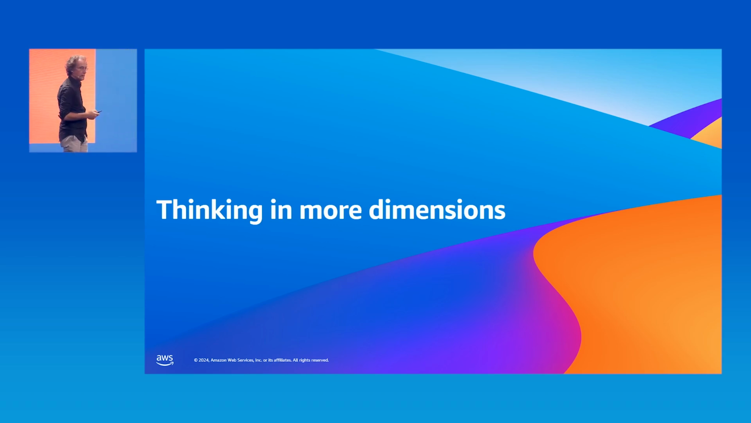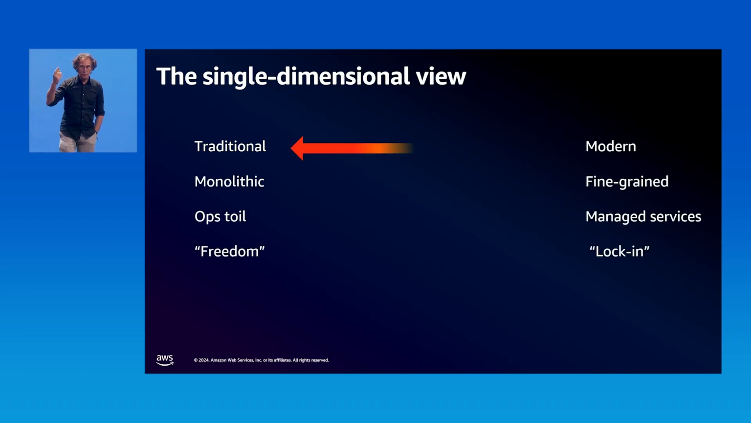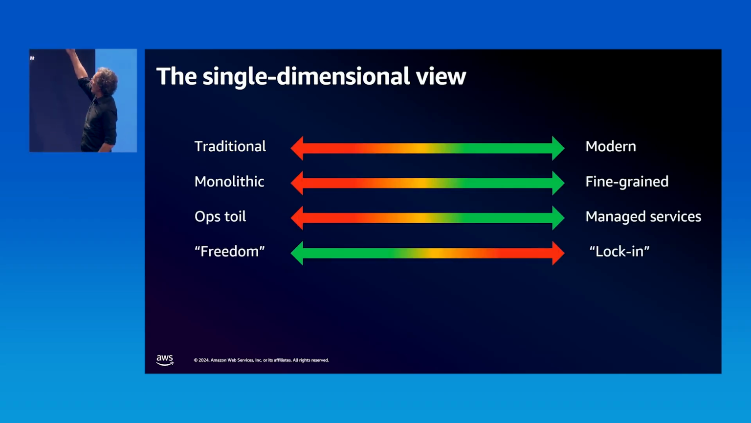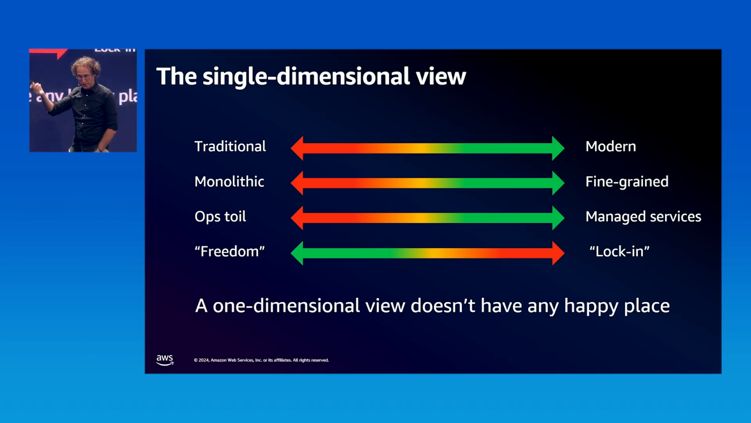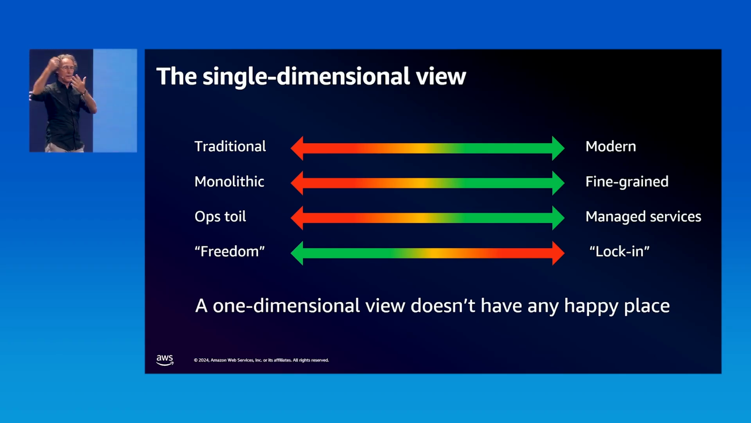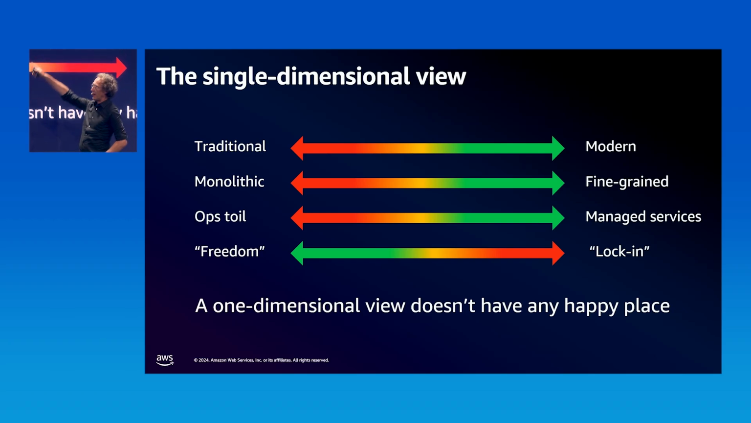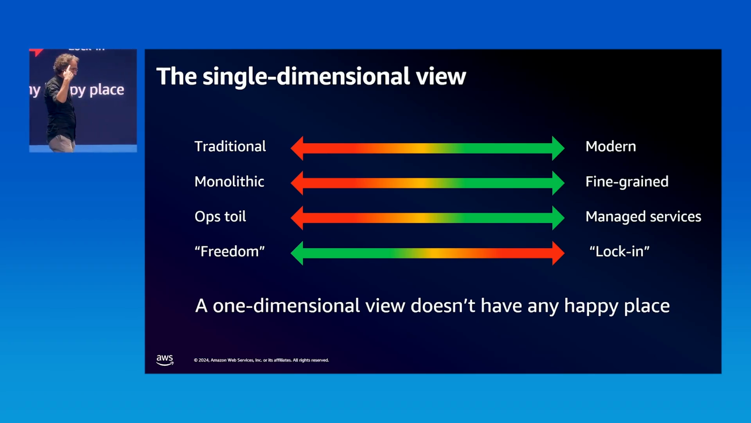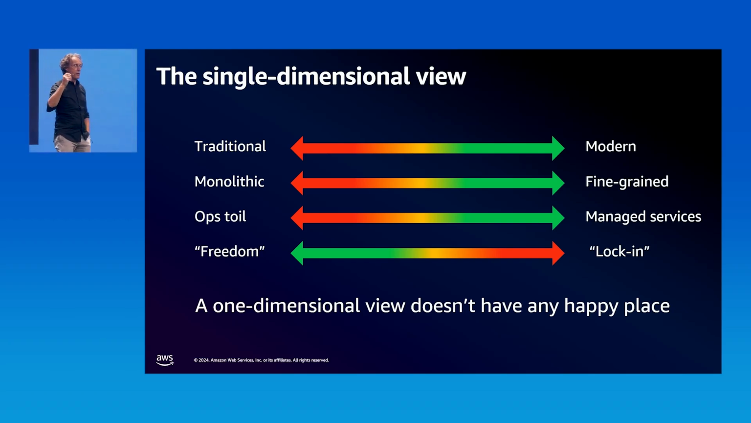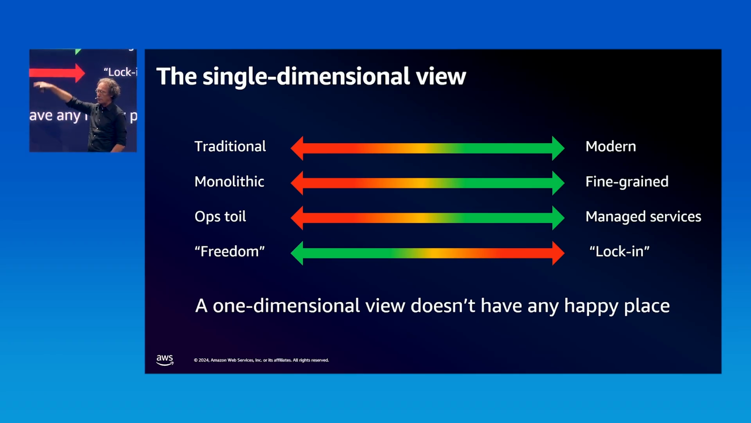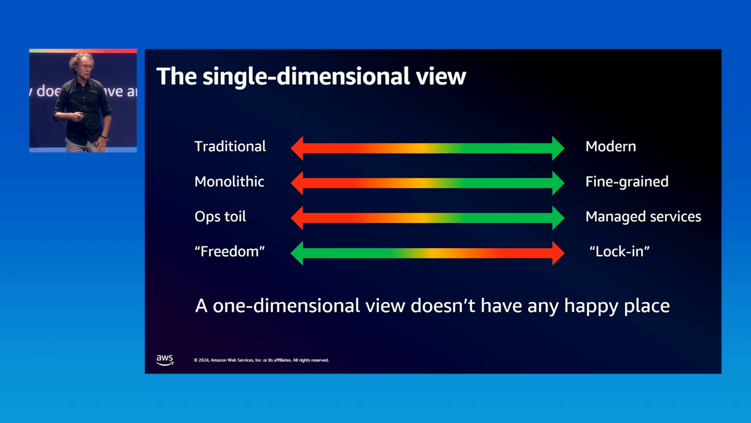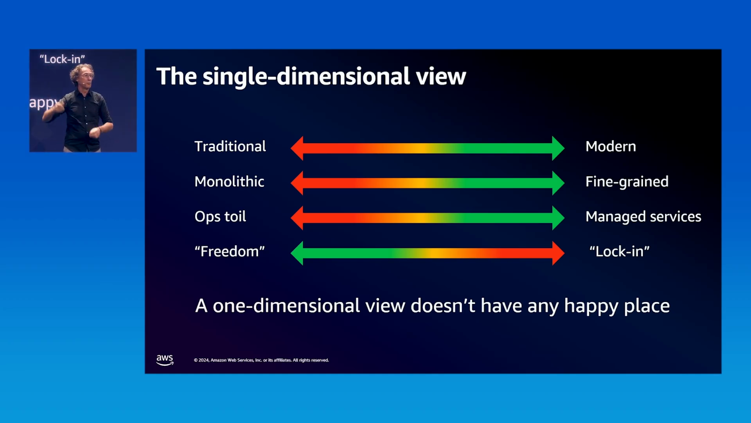So let's talk about dimensions. The worldview that we commonly see is that folks say, well, I would love to have all the things on the right because I understand the great benefits they bring, but unfortunately there's also this thing here which we like to call lock-in. And on the other side, right, I might get freedom, but then I lose the other things. The problem with this worldview is that there is no happy place. Either I get this, but I don't feel good about that, or I could have all these great properties that I'm actually not getting.